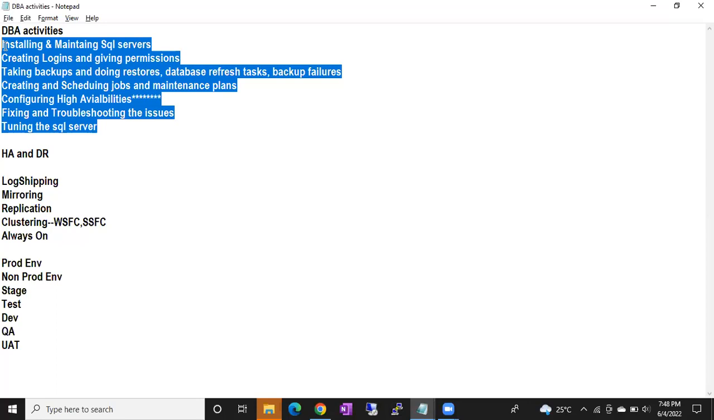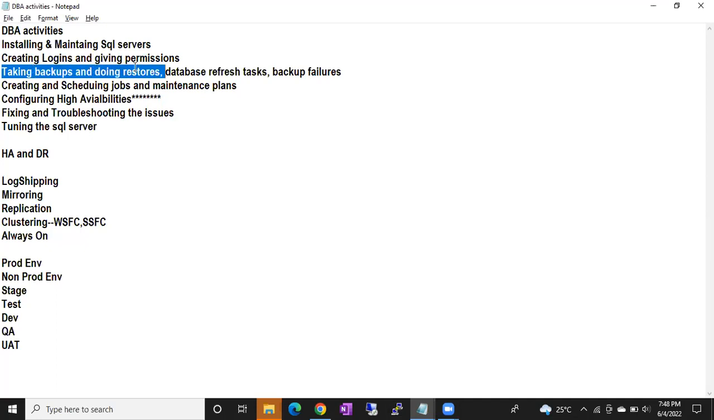Sir, you have said that database refresh is taking the backup from the prod server and restoring it in the non-prod server. That means the DBA will handle both? Yes, correct. Both are our responsibility. Backup is our responsibility, and restore is also our responsibility. It's not like we tell the application team to take the backup and we will take care of the restore. DBA is responsible for backups and restores. That's why I mentioned here, taking backups and doing restores. That's our responsibility.